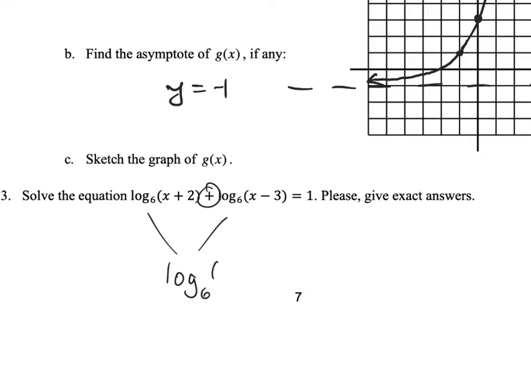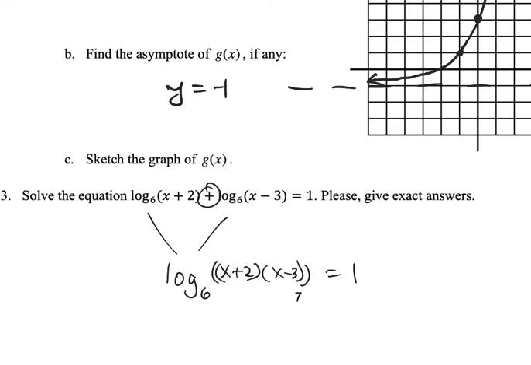Because of the plus sign, you're going to multiply those two expressions. So you're going to multiply x plus 2 with x minus 3. So we combine it into one logarithmic expression like that. And again, if it had been a minus sign, then these would not be multiplying, these two would be dividing. Okay, that's all in section 5.4, combining logarithms.